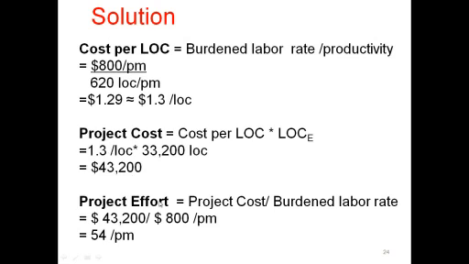For the project effort, we have the formula project cost divided by burdened labor rate. So based on our given, we have $800 per PM, and based on the derived values on project cost, we have 43,200. So project effort then, if we want to calculate this, it's 54 PM. So it's 54 PM.